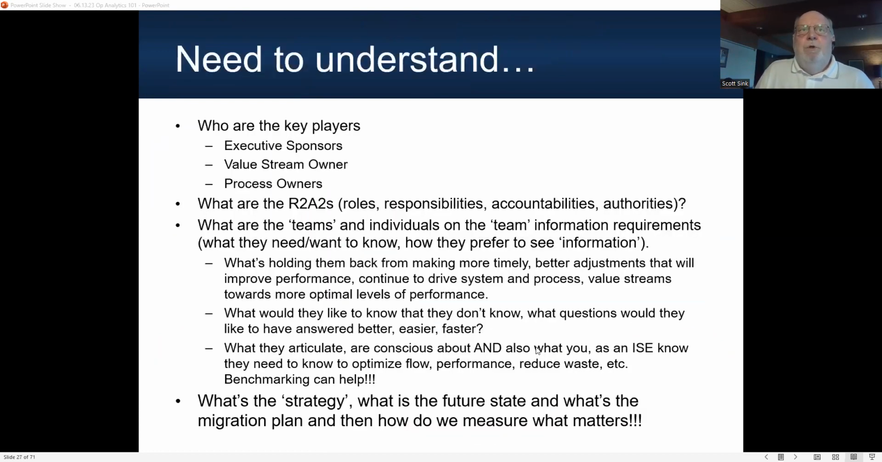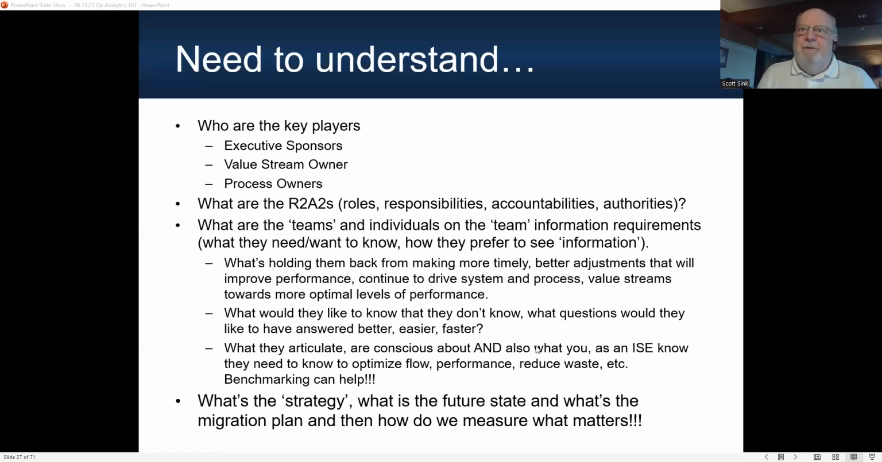So I want to know who are the executive sponsors. I want to know who the value stream owner is. I want to know who the process owners are. I want to know what the roles, responsibilities, accountabilities, and authorities are, what we call the R2A2s. I want to know what teams and individuals on the team, what are their information requirements? What do they want to know that they don't know? What are the unanswered questions? What are the things that if they had a better understanding of, they could do a better job managing and improving the process that they're accountable for?